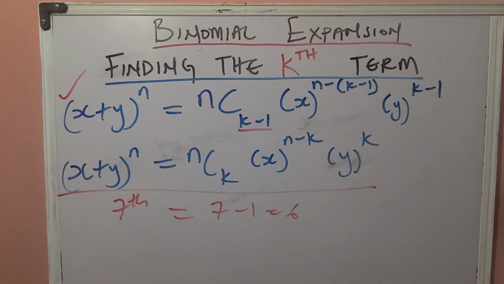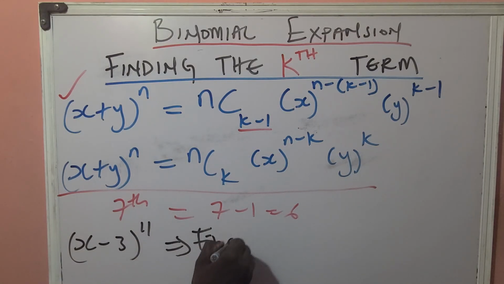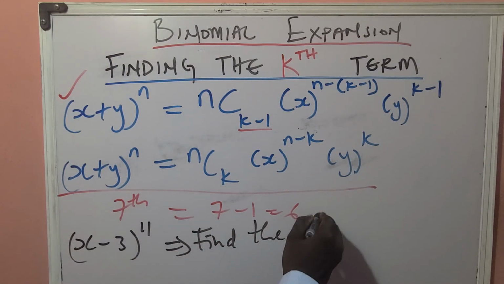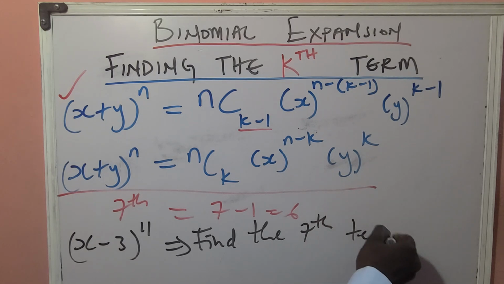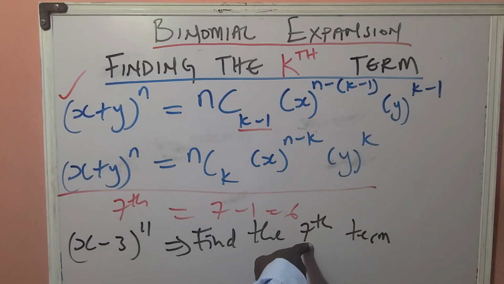So let's take a quick question. For instance, you're given the expansion for x minus 3 raised to power 11, and you are told to find the seventh term. So what do we do here? Well, what we have to do is apply this formula. Our k here is 7 because we are finding the seventh term.